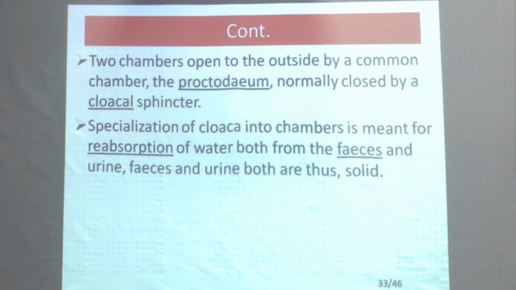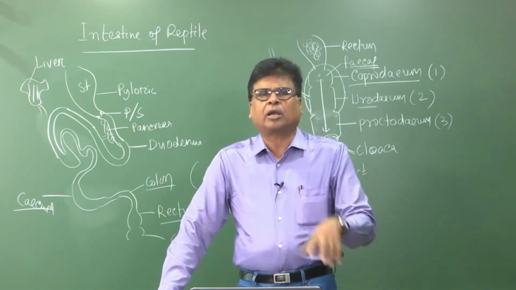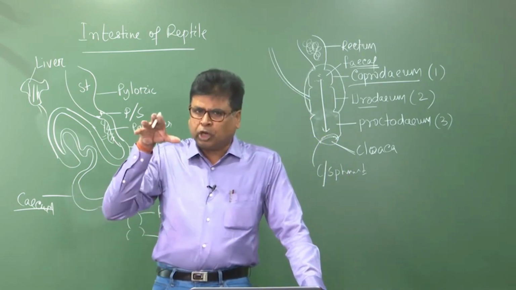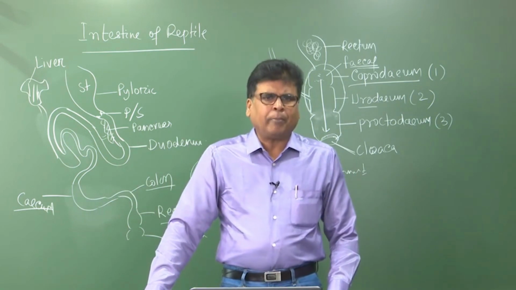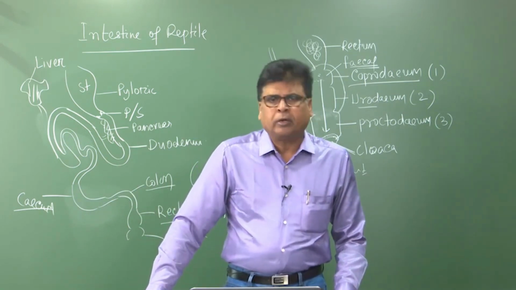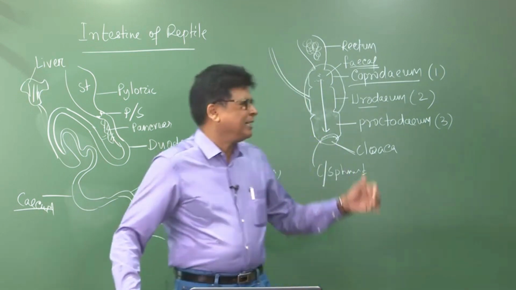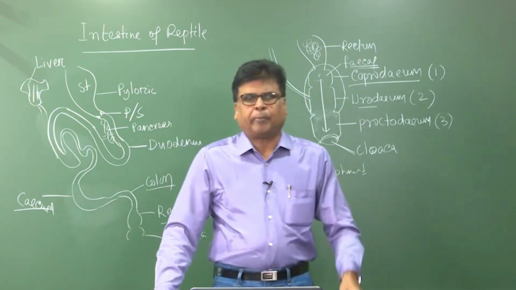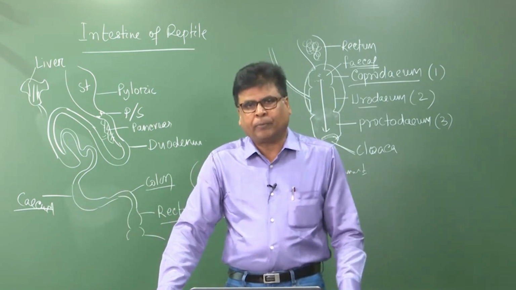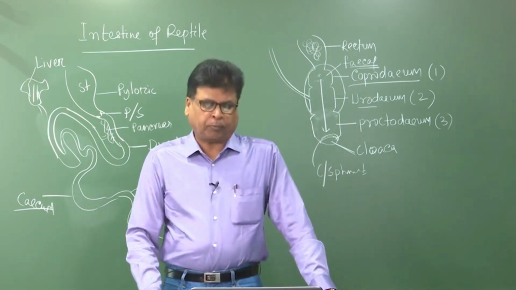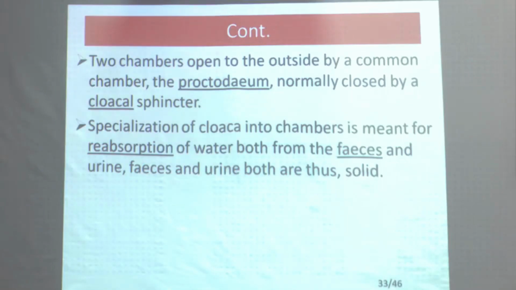So, why does this happen? Because we know reptiles are completely terrestrial, and they are not getting a sufficient amount of water. Because they evolved from the amphibians and they are the first terrestrial vertebrates, due to shortage of water, to conserve water in their body, the maximum part of water is absorbed from the fecal material which is present in this coprodium. So, this type of specialization of cloaca into chambers is meant for reabsorption of water both from the feces and urine.